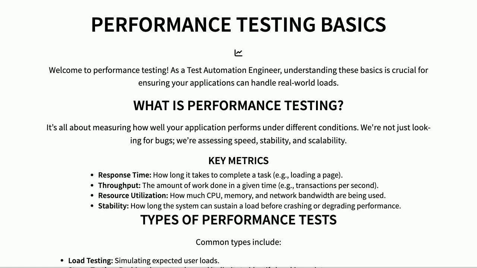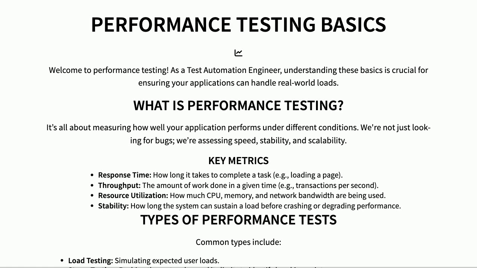Some key metrics we watch include response time. That's how long it takes to complete a task. Throughput, which is how much work gets done in a certain amount of time. Resource utilization, like CPU usage, and stability, or how long the application can keep working under load before things start to break down. There are different types too. Load testing simulates what you expect from normal users. Stress testing pushes it beyond its limits to see where it cracks. And endurance tests, sometimes called soak tests, involve running for a really long time to catch problems that might not show up quickly.